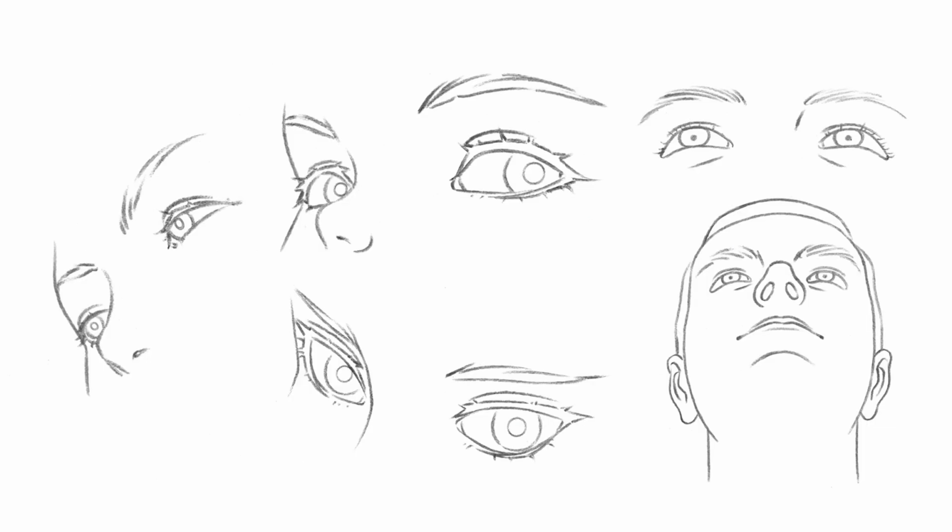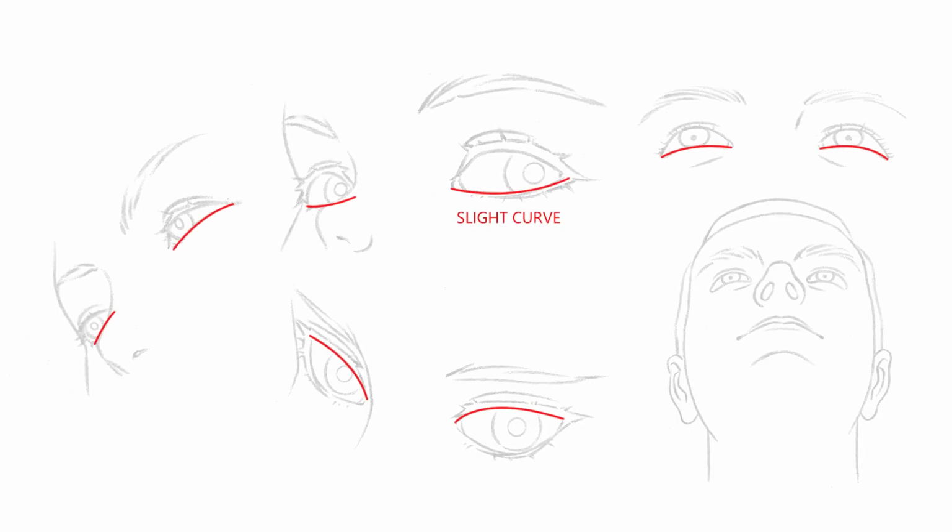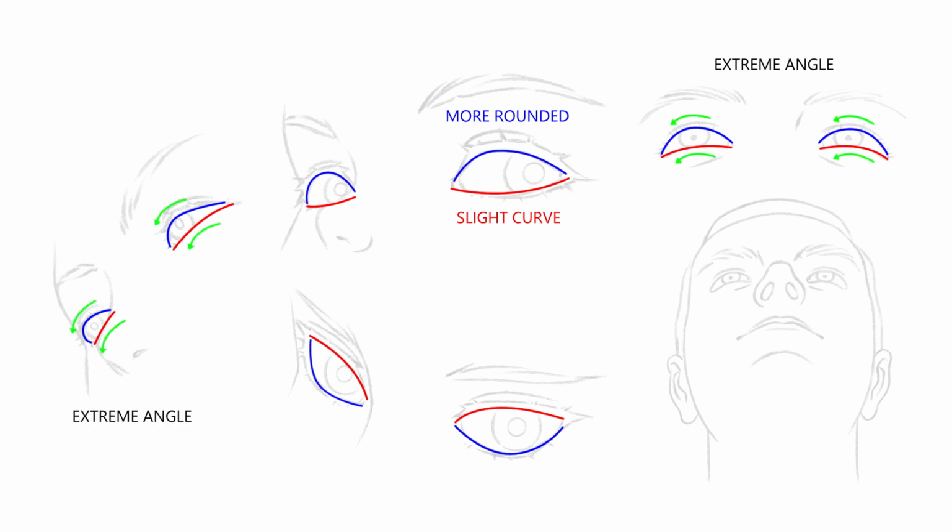One last thing to take into account when drawing the eyes in this kind of perspective is to pay attention to the lines of the upper and lower lids. Because of the spherical form of the eye, in the lower and upper views, the curve of the border that's closer to us will be less pronounced than the curve of the border that's away from us. And in extreme angles, both curve lines will also be in the same direction.